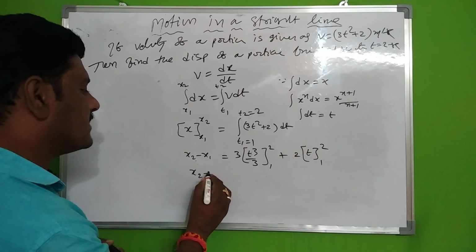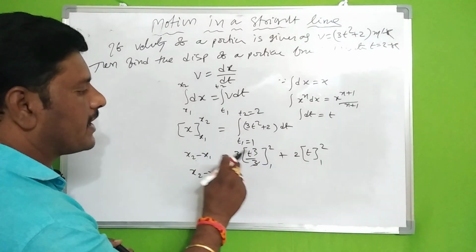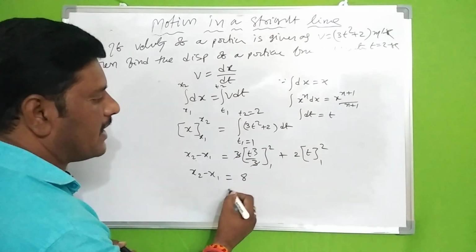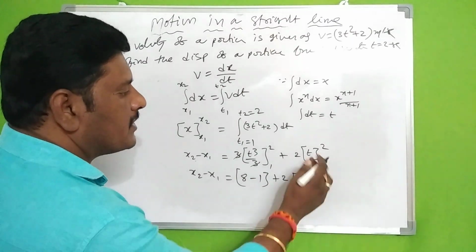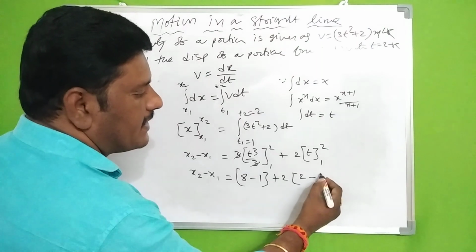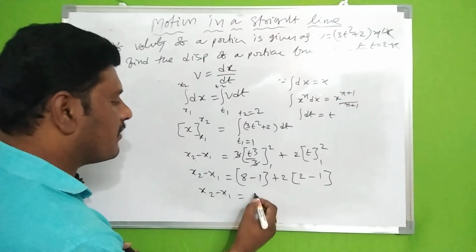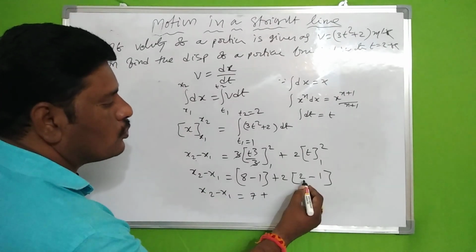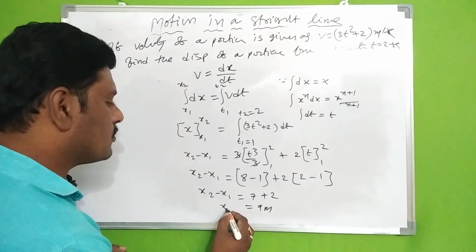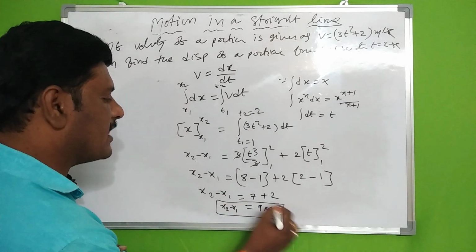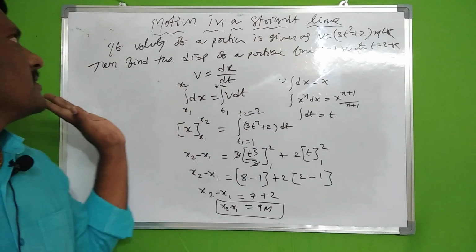So x2 minus x1 equal to, 3 gets cancelled. T cube, upper limit we can write 2 cube, 2 cube is nothing but 8, minus 1 cube is nothing but 1, plus 2 into t is 2 into upper limit 2 minus lower limit 1. So we simplify: x2 minus x1 equal to the difference 7 plus 2 into 1, that equal to 9 meters. So x2 minus x1 is nothing but the displacement of the particle, which according to the statement is 9 meters.